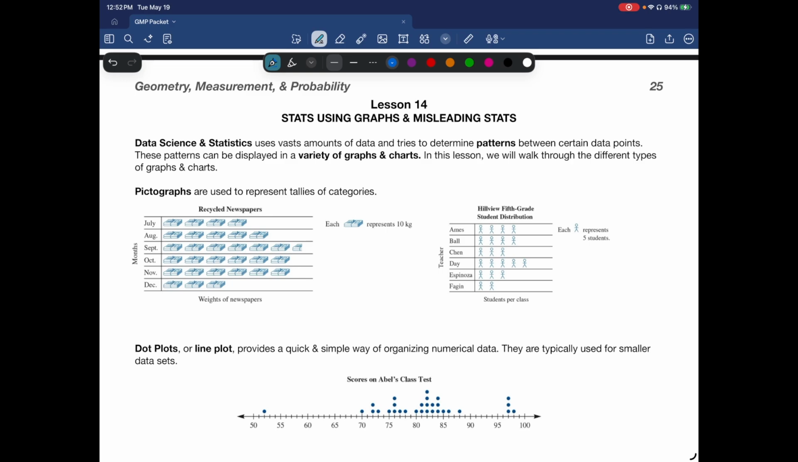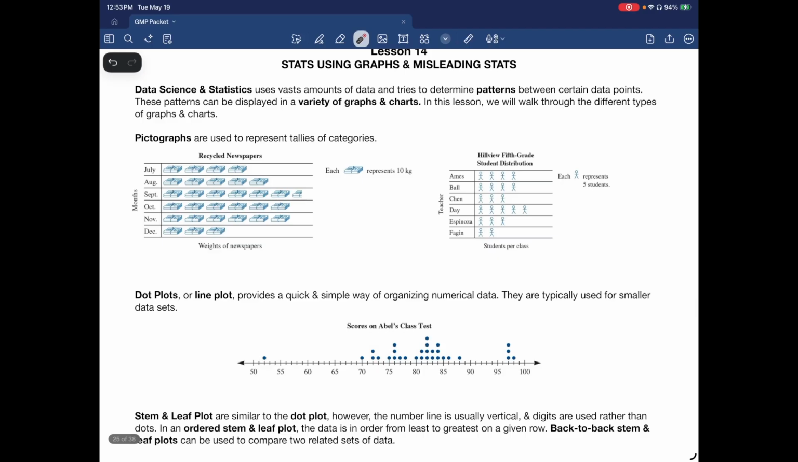And then over here, the little picture of the person represents 5 students, right? And they don't have a half person here, but you can see how everything's laid out like that. And so that's kind of where you'll see them.